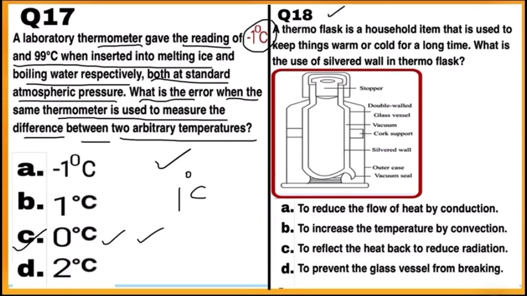Question number 18. A thermo flask is a household item that is used to keep things warm or cold for a long time. What is the use of silvered wall in thermo flask? Answer is C. To reflect the heat back to reduce radiation.